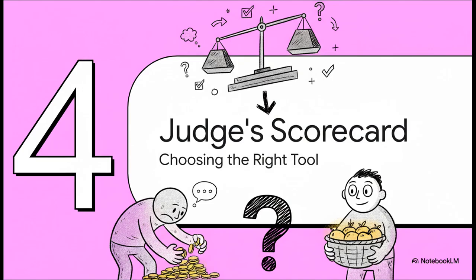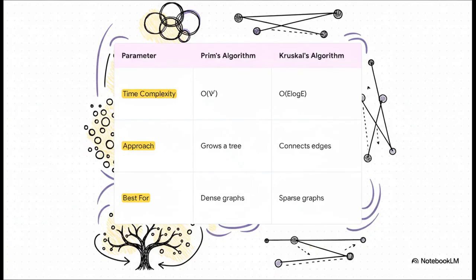Which one's better? Well, it's time to go to the judge's scorecard. Now, don't let the time complexity lingo scare you. It's just a fancy way of measuring how much an algorithm slows down as the problem gets bigger. For Prim's, its speed is tied to the number of cities, or vertices. That makes it great for dense graphs. Think of a map where almost every city is connected to every other city. Kruskal's speed is tied to the number of roads, or edges, so it really shines on sparse graphs, like connecting a few remote towns where there aren't many roads to choose from.